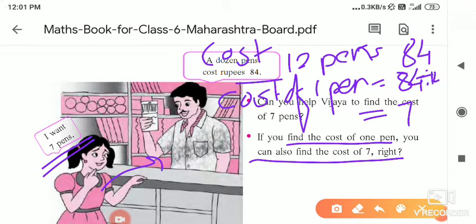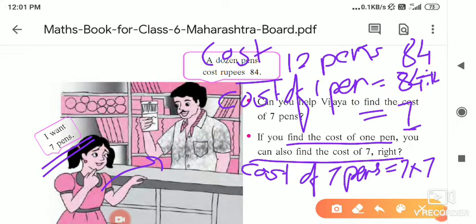What is its cost? 7 rupees. Now she wants to find the cost of 7 pens. So here we write: cost of 7 pens is equal to 7 into 7, that is the cost of one pen into the number of pens, which is equal to 49 rupees. She has to pay 49 rupees to the shopkeeper for getting the 7 pens to give as gifts to her friends. In this way we find the cost of 7 pens.